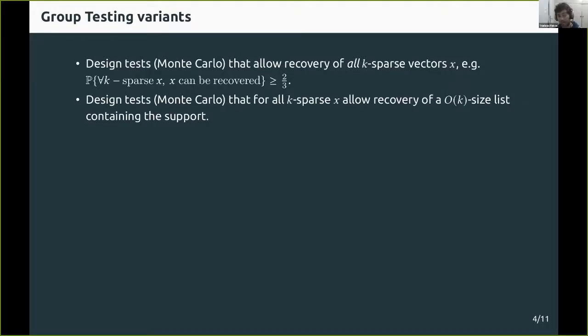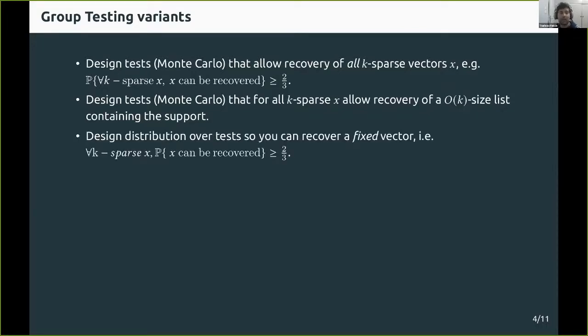Another variant is to design tests such that for all k-sparse X, you can recover a small list containing the support. Why is this interesting, one might wonder? The answer is, if you allow a small slack, if you allow outputting a small list containing all defective items, but as well some false positives, let's say O of k false positives, then there's almost a multiplicative k factor gap in the number of tests.